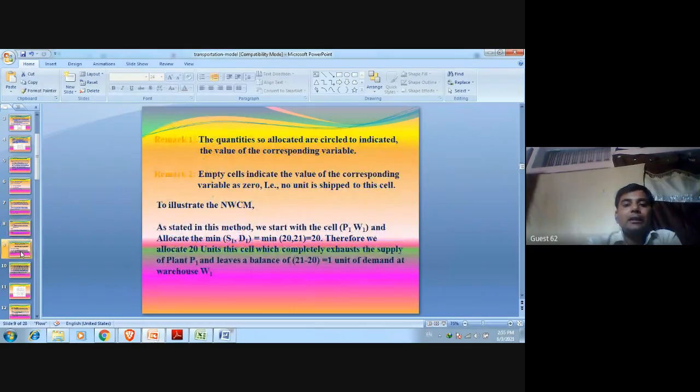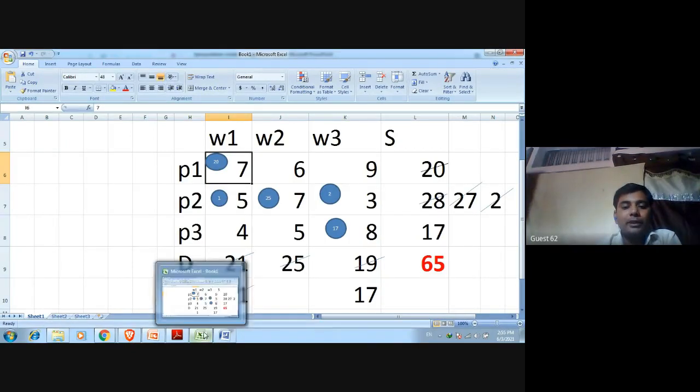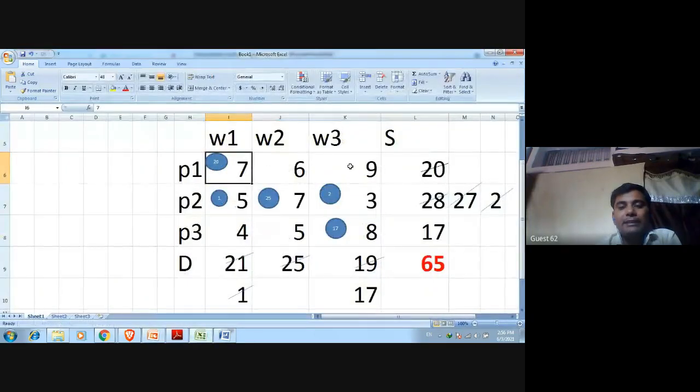Now, what is your initial feasible solution? Remark one: the quantities so allocated are circled to indicate the value of the corresponding variable. Okay, the quantities so allocated are circled, that I have made circled here. These are the quantities that are allocated to the warehouses from the different plants. These are the circles. Now, an empty cell indicates the value of the corresponding variable as 0, that is no unit is allocated to this cell. It means these are the empty cells. So no value is allocated to these cells.